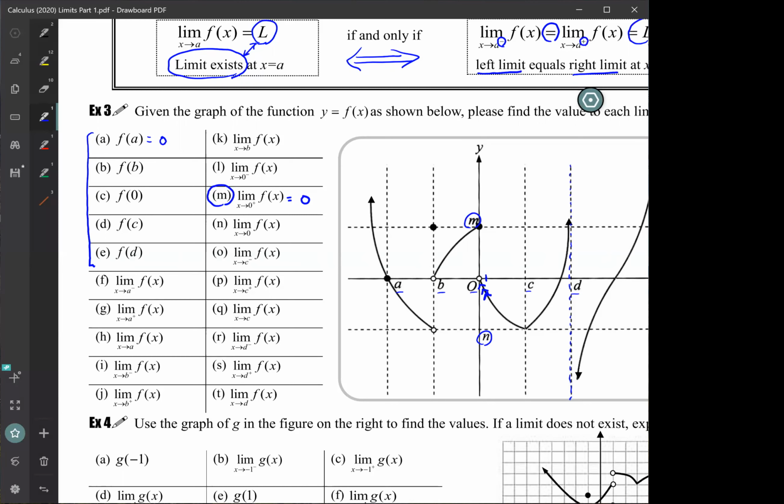Yeah. All the limit answers on this page are talking about y values. Oh, okay. We are finding y values. Yeah, the y values. Okay. Thank you. You're welcome.